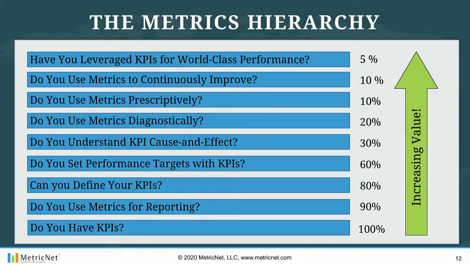Now, the metrics hierarchy really encompasses the 9 success factors in performance measurement and management, starting with merely having KPIs. Now, 100% of the organizations we work with claim to have KPIs, and I would say that's an accurate claim. But when we ask them, do you use your metrics for reporting, only about 90% use those metrics for reporting. When we ask, can you define all of your metrics, about 80% can accurately define all of their metrics. Then when we move up to the next success factor in our hierarchy, do you set performance targets with your metrics? Only 60% do that.